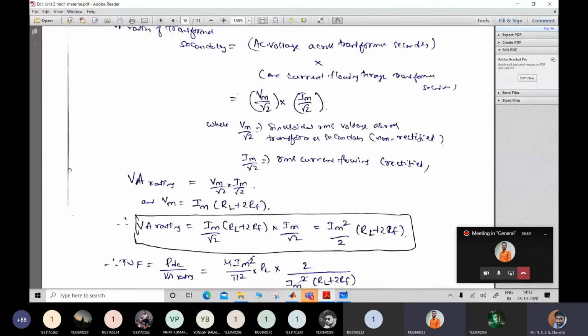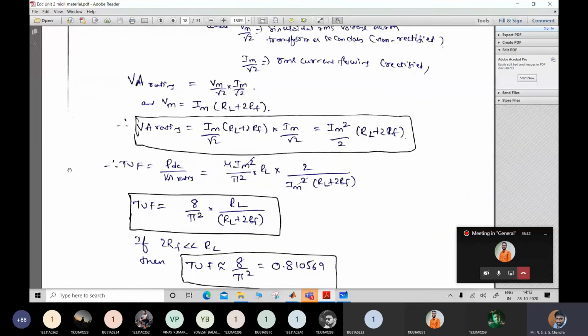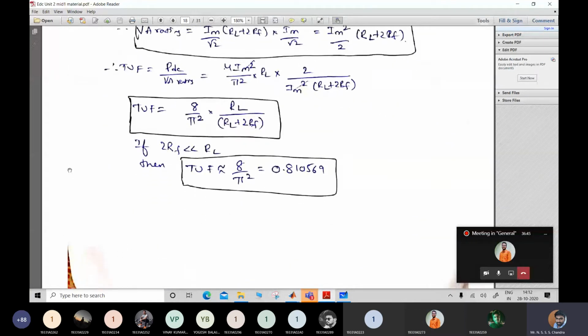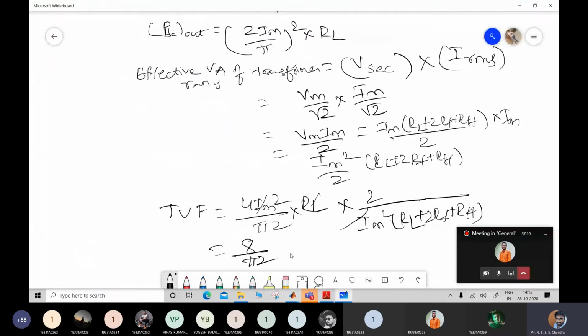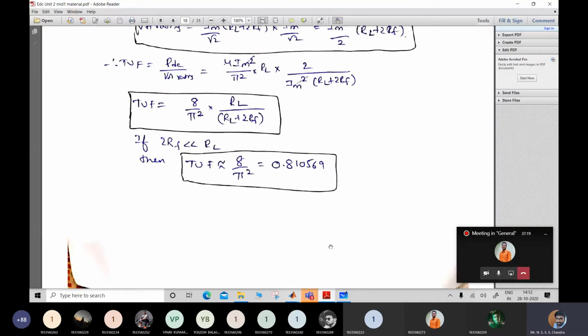Now I just opened the notes again. So whatever we have done is right. Again we are getting the same expression, TUF is equal to 8 by pi square. Can you see this TUF value? The only thing is in the notes I have not considered the RTF, which is the transformer secondary resistance. You may consider it or omit it, as per your choice. So 8 by pi square is the same in the notes also.